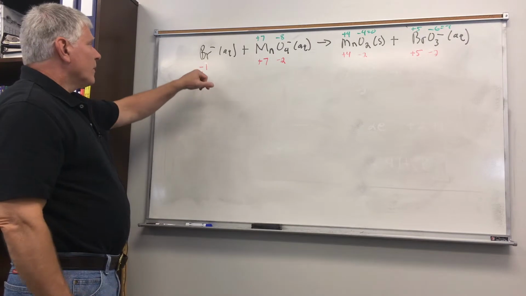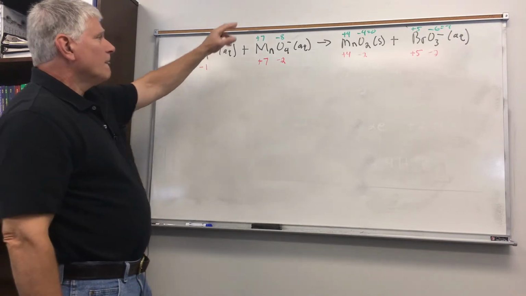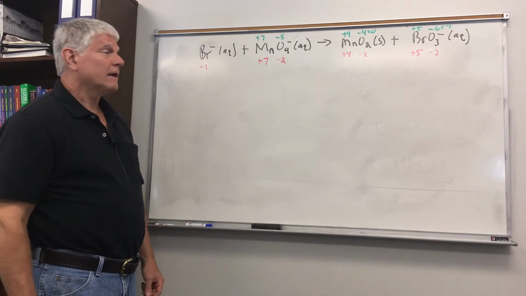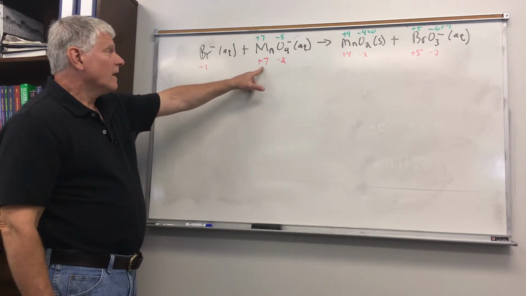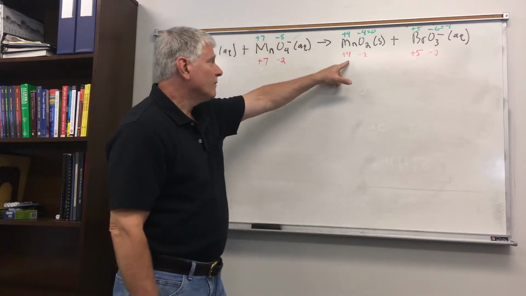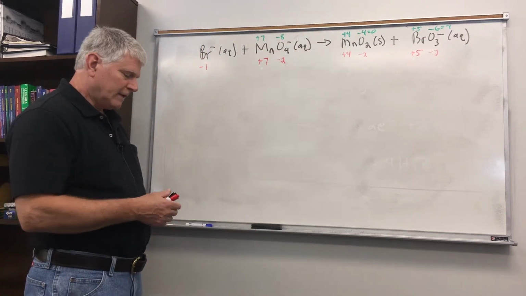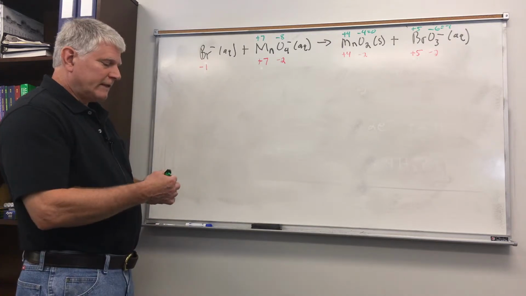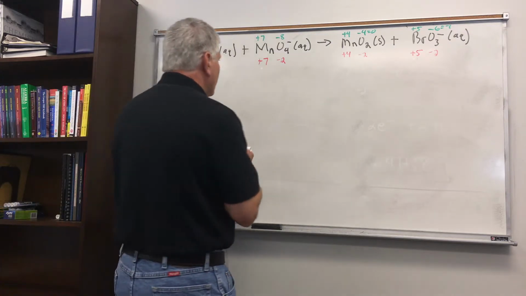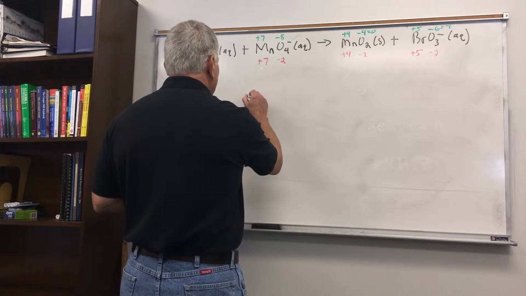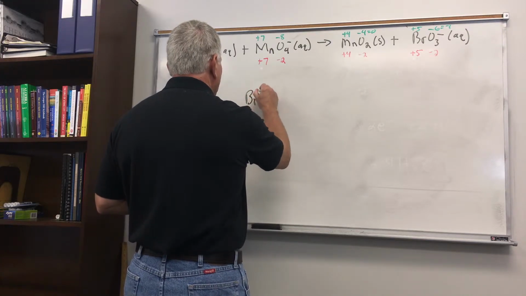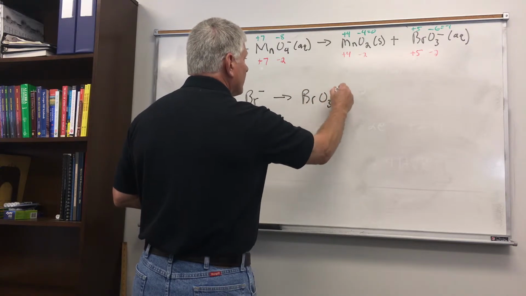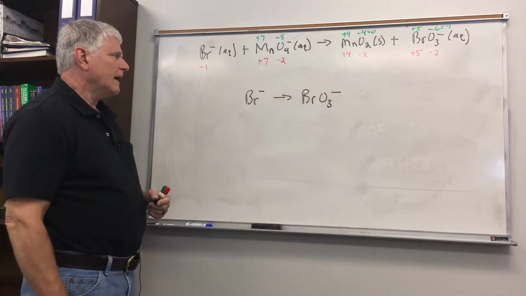So we can see that bromine has gone from -1 to +5. So it has lost 6 electrons. Manganese has gone from +7 to +4, so it has gained 3 electrons. So bromine has lost electrons. That's the oxidation. I'll write it. Okay, that's the oxidation reaction.